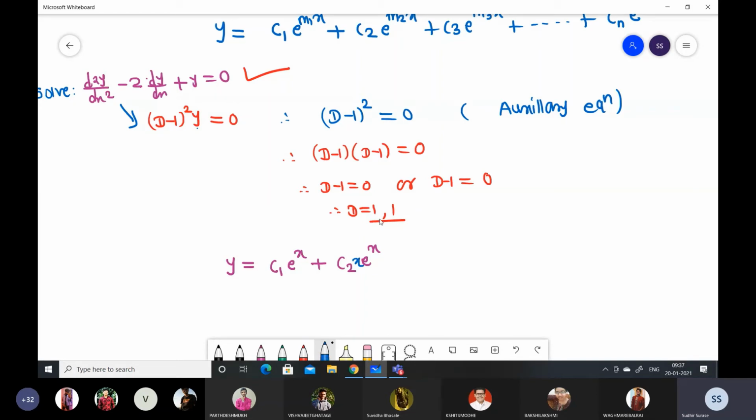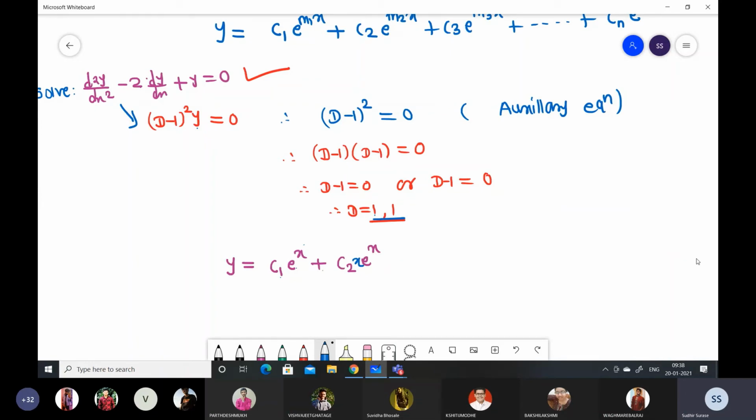So if you have repeated roots, first root 1, then corresponding to that c1 e to the power that root times x, and plus c2 times, do not write as it is e to the power that root times x, write c2 x times e to the power x. Now let me generalize this.